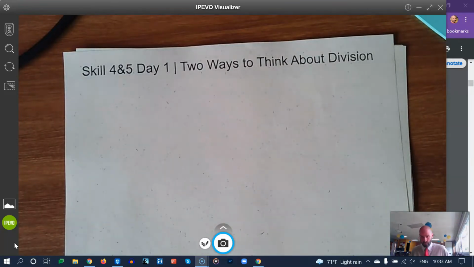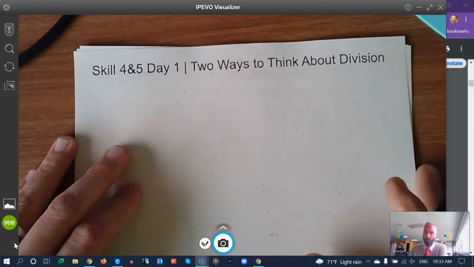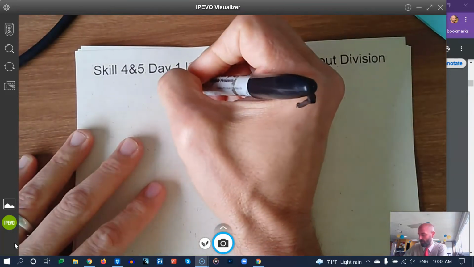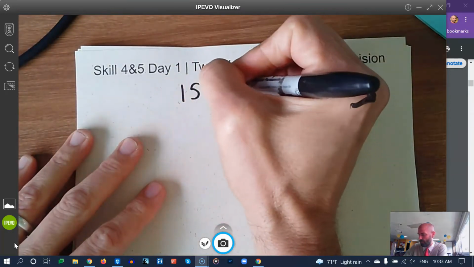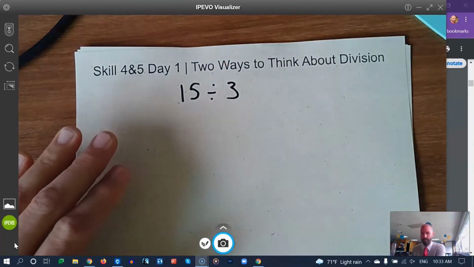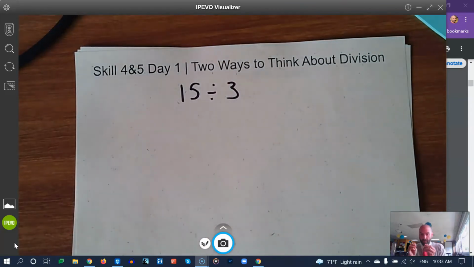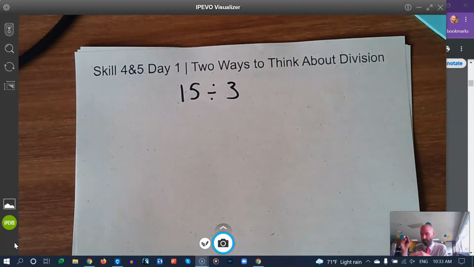And so the very first thing I want you to do on this page, two ways to think about division, is I want to see if you can think of two different ways to show 15 divided by 3. And I'm talking about like using circles, squares, kind of grouping things. Can you show this 15 divided by 3 two different ways? And we're going to talk about that. So pause, try and show it twice, two different ways, and then I'll talk about the two ways that I was thinking about.